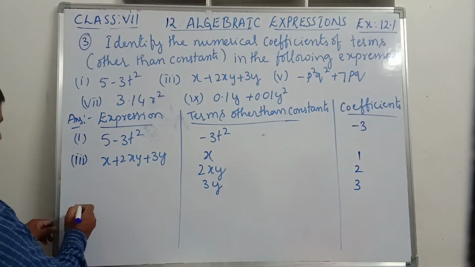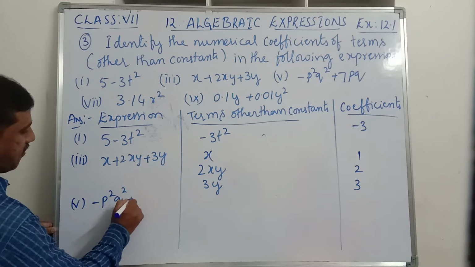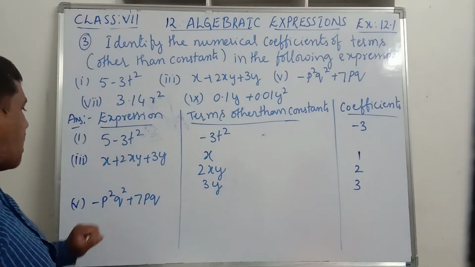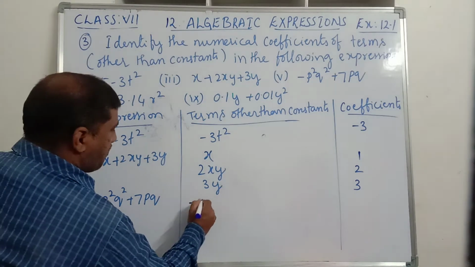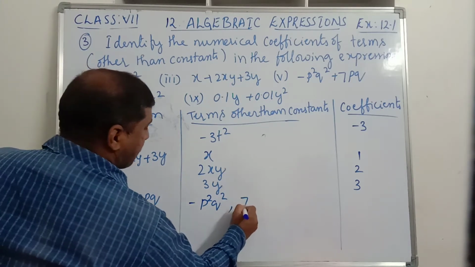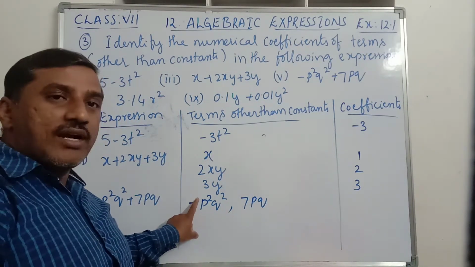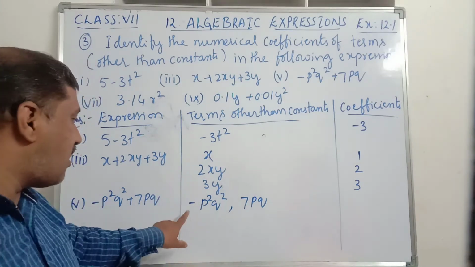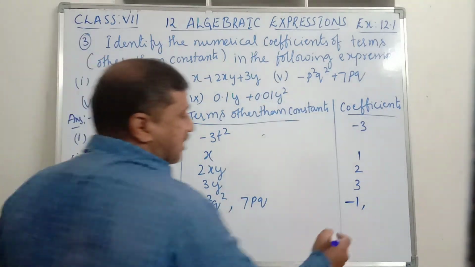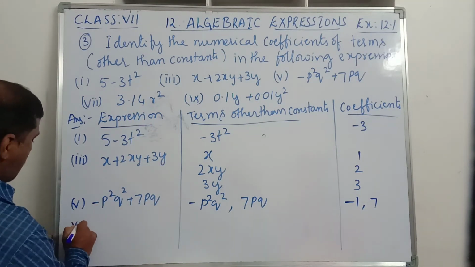Next we have the fifth one. It is minus p square q square plus 7pq. So what are the terms we have here? The two terms are minus p square q square, and the other term is 7pq. Here I am writing minus p square q square. What is the number here? There is no number, which means it is always 1, and we have the minus sign. Therefore, it is minus 1. For 7pq, the numerical coefficient is 7.